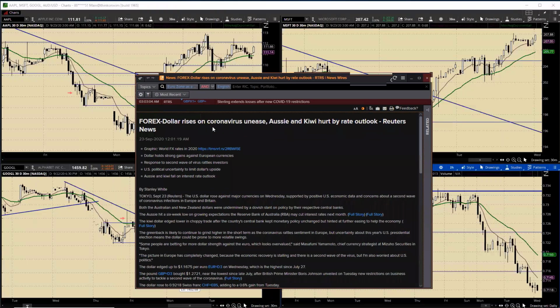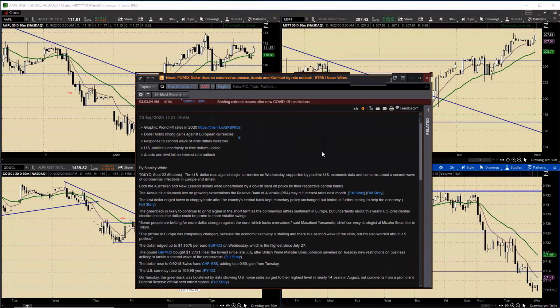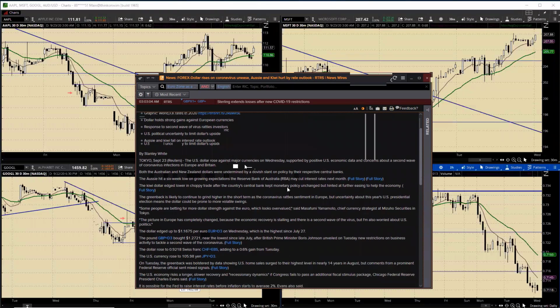And the dollar rises on coronavirus unease, Aussie and Kiwi hurt by rate outlook. The dollar rose against major currencies on Wednesday, supported by positive U.S. economic data and foreign concerns about a second wave of coronavirus infections in Europe and Britain.